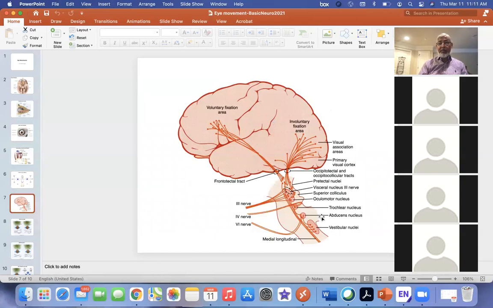Now, don't worry much about this one. There are a lot of nerves here, but the thing that I wanted to show you, I thought the vestibular system was covered. That's why I put this on. Otherwise, I would not even put this one here.